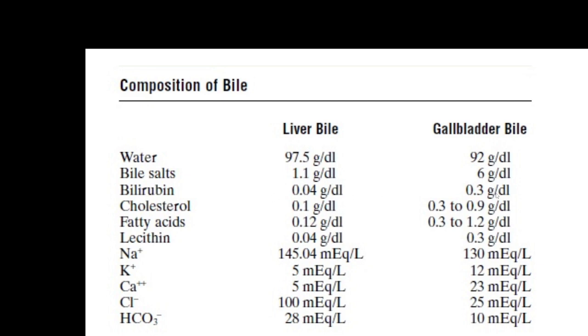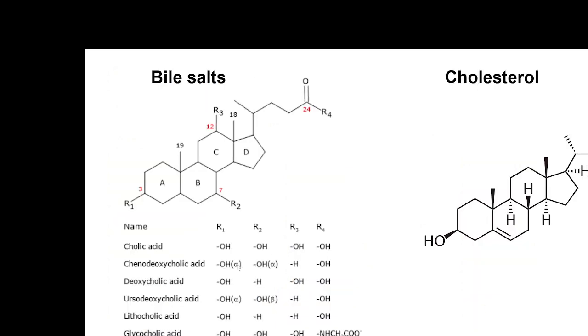Bile salts are concentrated significantly in the gallbladder. The bile salts present in the liver is 1.1 grams, whereas it is about 6 grams in the bile of the gallbladder. Bilirubin also is increased as such. Cholesterol is markedly enhanced in the gallbladder bile, and fatty acids also are secreted. Electrolytes also are maintained in such a way, so it has a major role in the maintenance of the main cholesterol and bile salts.